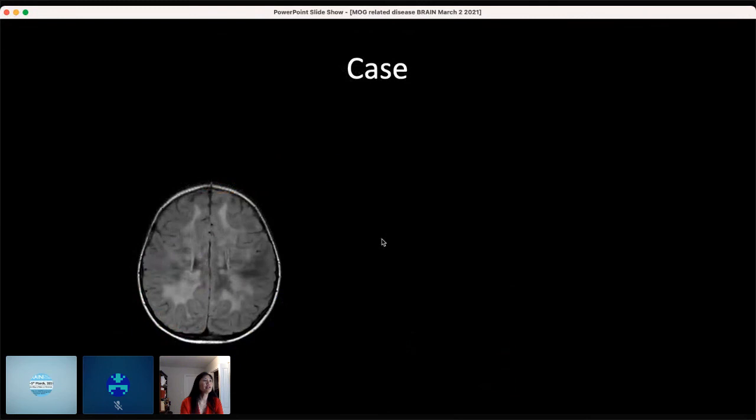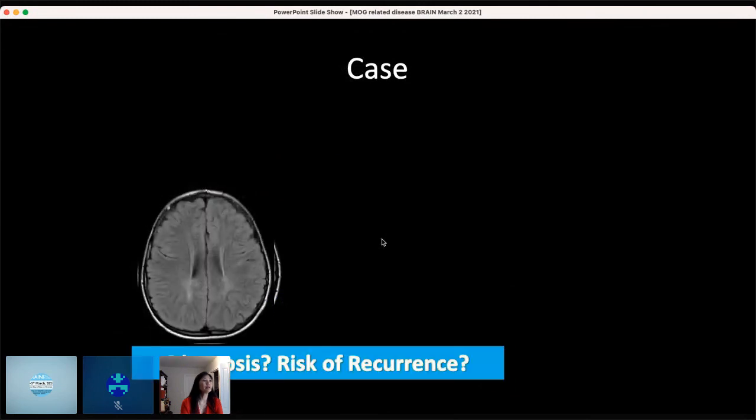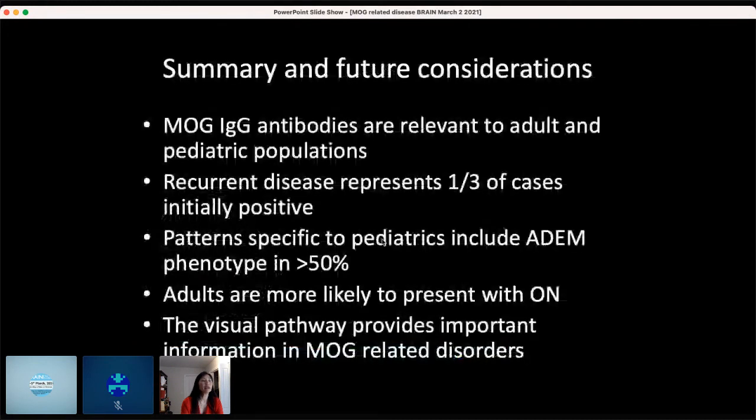So what are you going to say to the family? What is going to happen to the child? What is the risk of recurrence? Are there things that we know now about the trajectory of the children? And I think that we can say that we know a little bit more, that MOG antibodies would be relevant for a child like this, and that they are relevant for the adult and pediatric population.